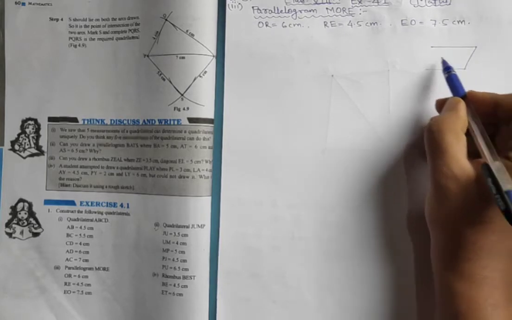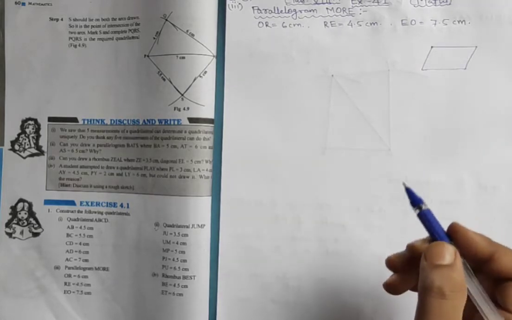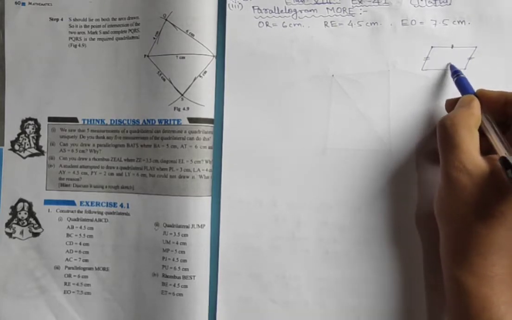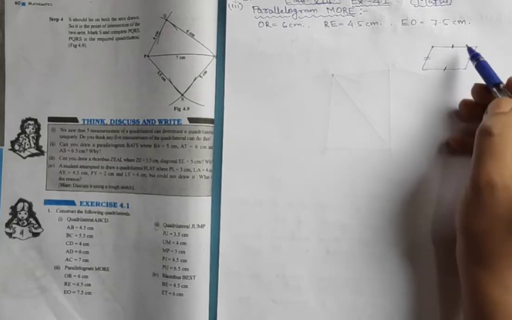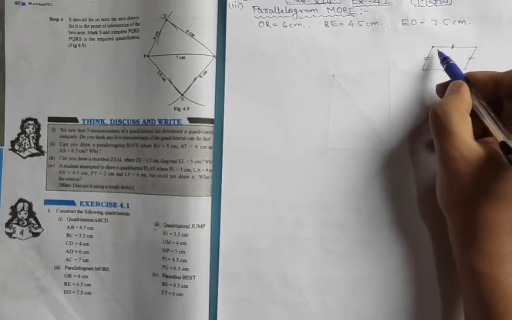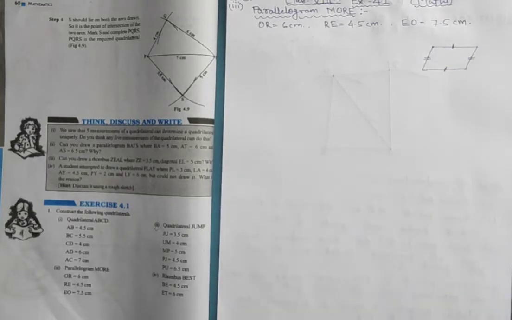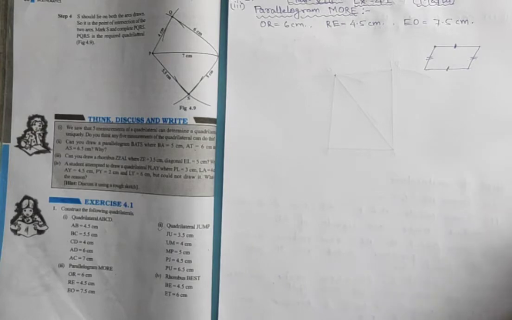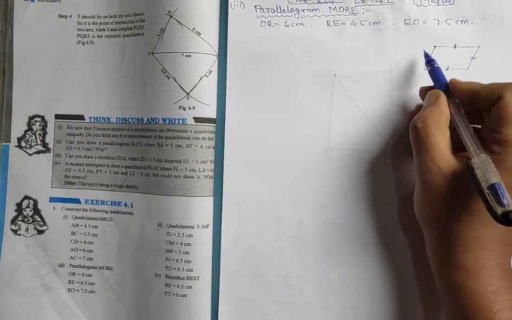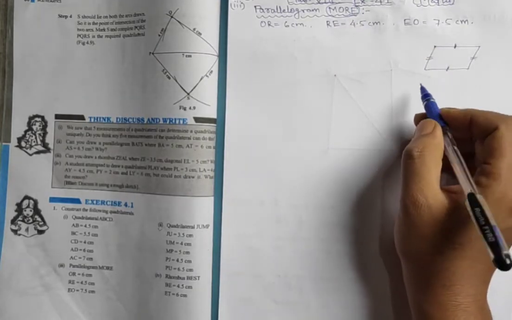Parallelogram, that means opposite sides are equal, and that means these two sides are equal and these sides are equal. That means this is equal to this and this is equal to this. Opposite sides are equal. And one more thing, in a parallelogram opposite angles are also equal. So suppose in a rough sketch we have to construct a parallelogram MORE.